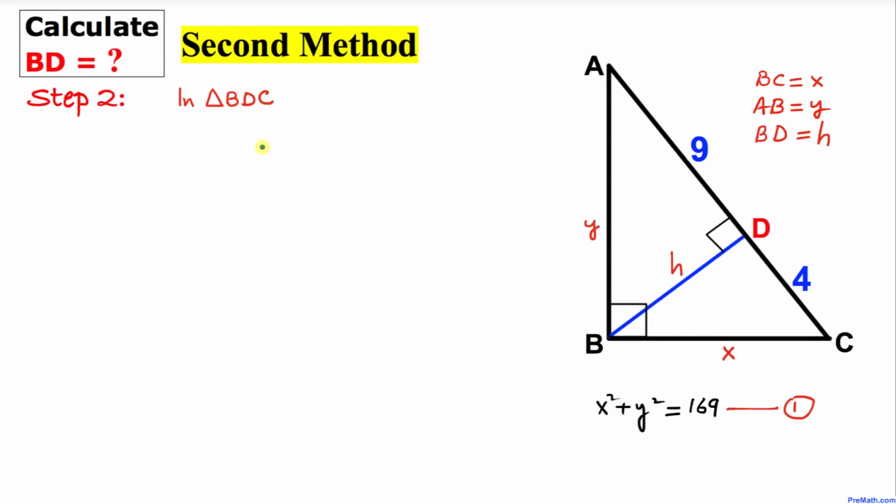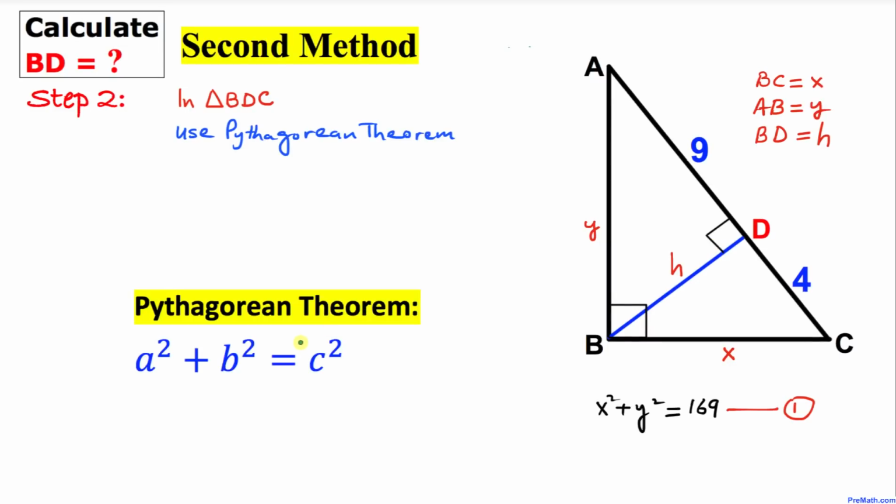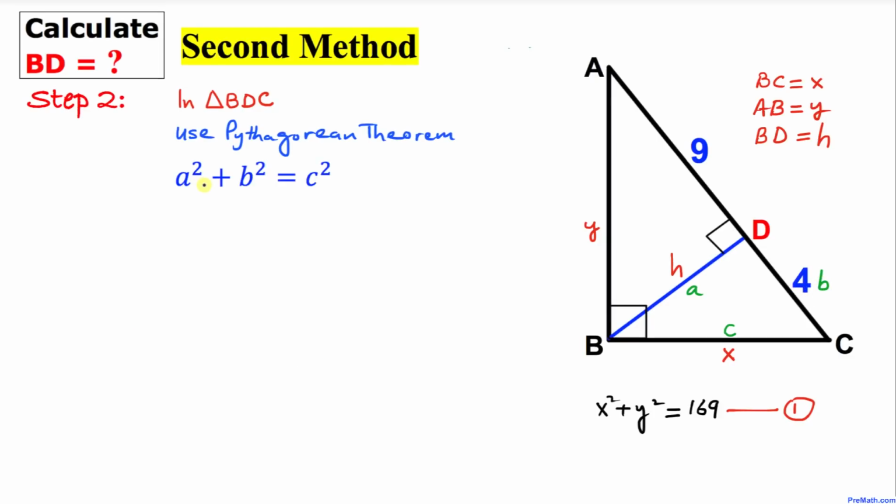Let's focus on this triangle BDC, and since this is a right triangle as well, we are going to use the Pythagorean theorem. And here's our Pythagorean theorem once again. Let me call this hypotenuse c, since this is the longest side, and I'm going to call this leg BD as a, and then leg DC as b. And here's our Pythagorean formula.